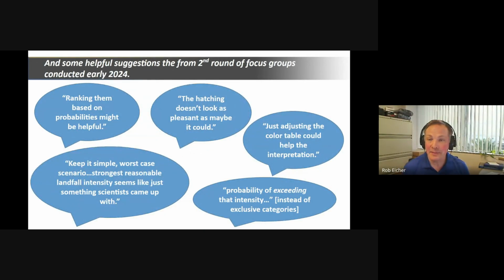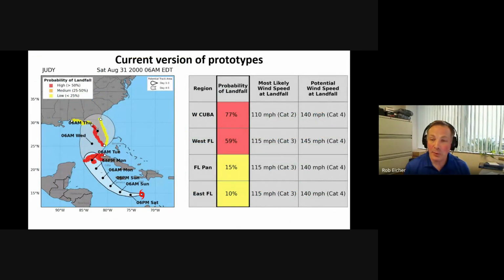And they also provided some helpful suggestions, again, some ideas about the colors, some ideas about how we could organize the graphic, and that sort of thing, the wording as well. And that brings us to the current prototypes. Next slide, please. So this is what we're working with right now.